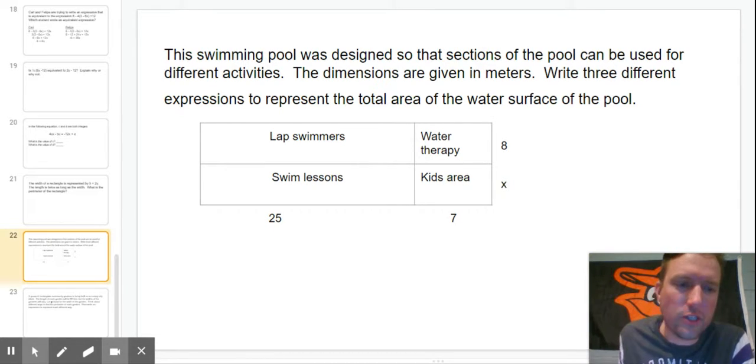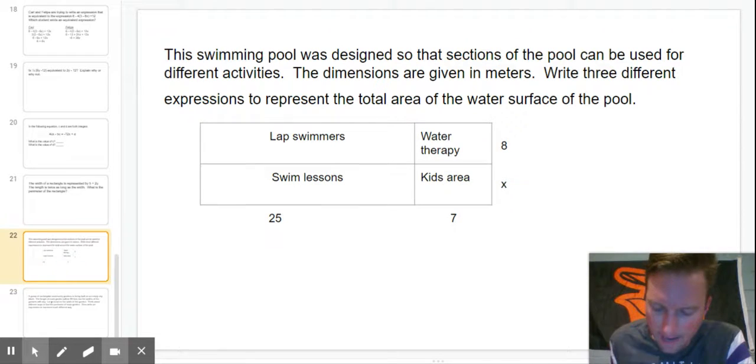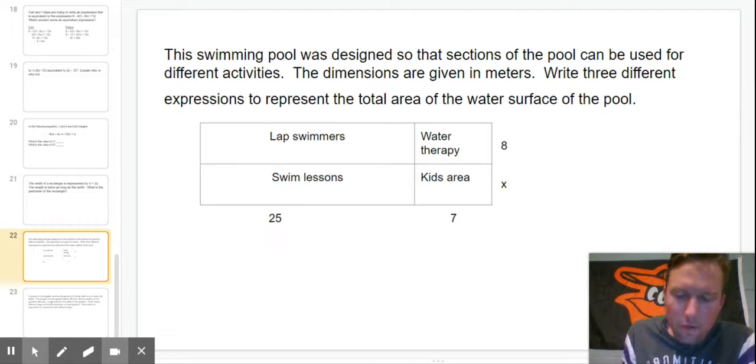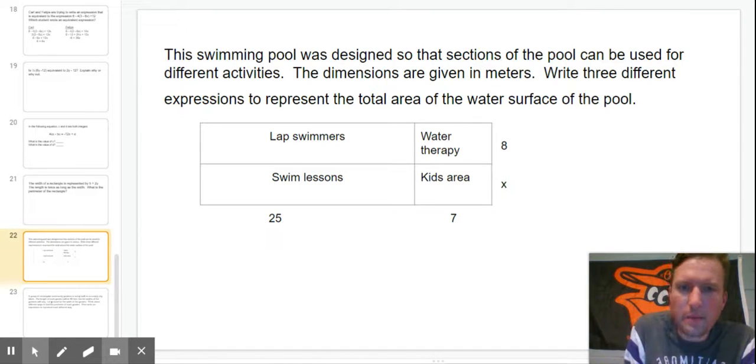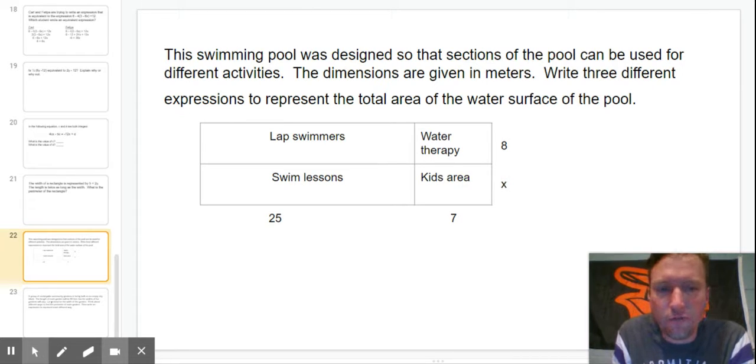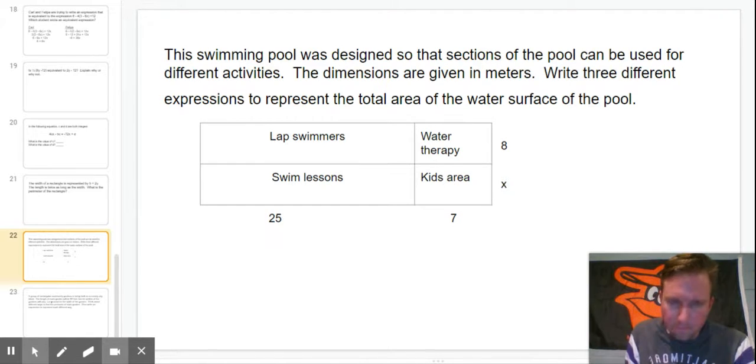We are venturing into a new topic today. We are going to begin exploring writing linear expressions. What we have here is an introduction lesson. We have learned about how different expressions can represent the same situation, aka equivalent expressions. We're going to look at this problem and see if we can take some information from this situation and write three different expressions to represent the total area of the water surface of the pool. So let's check this out.